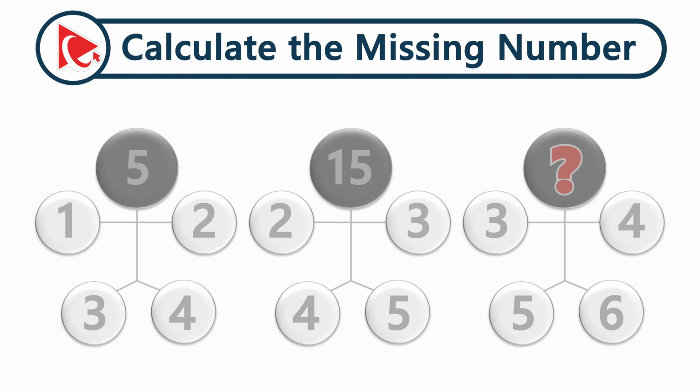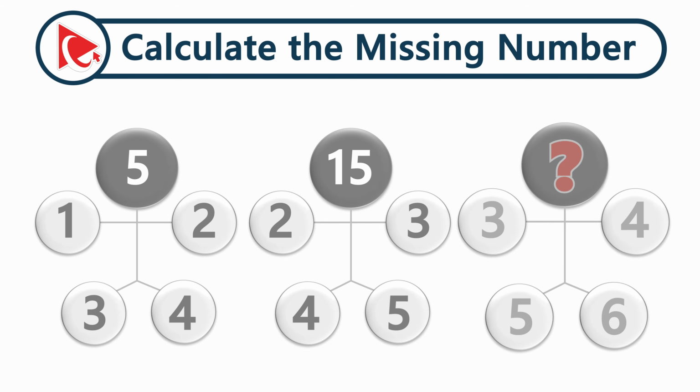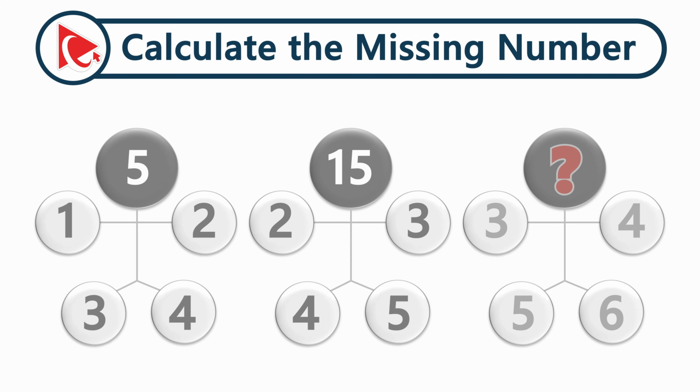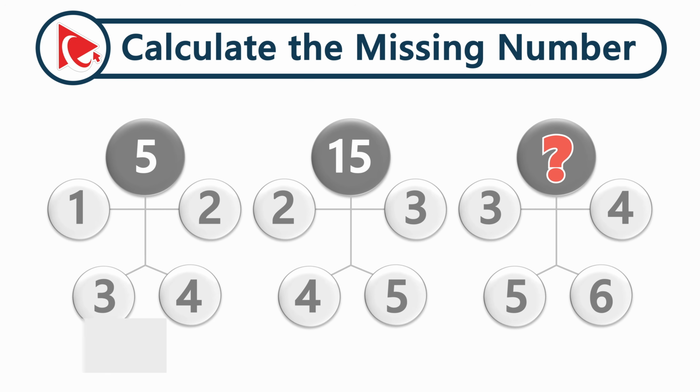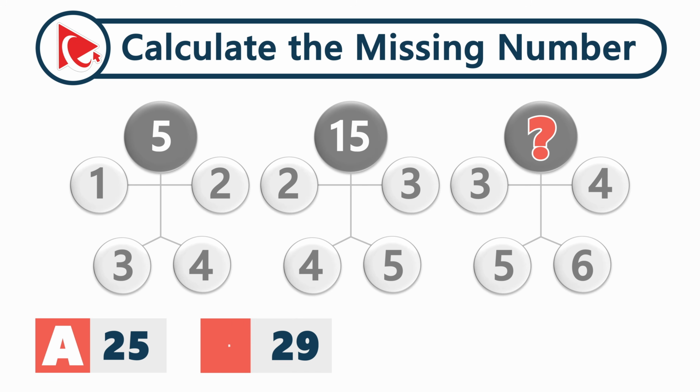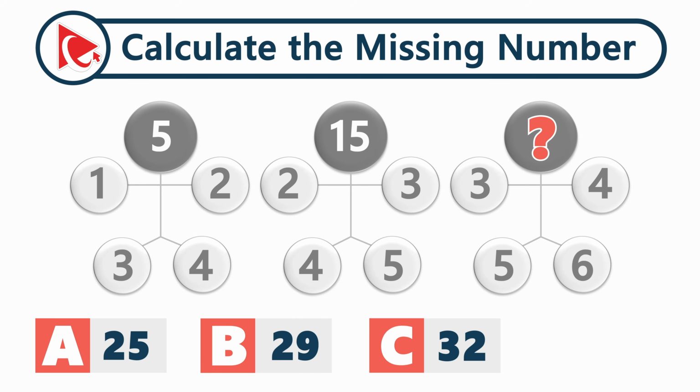First shape has numbers 1, 2, 3, 4, and 5. See the pattern here? Second shape has numbers 2, 3, 4, 5, and then 15. And then the third shape has numbers, as you might have guessed, 3, 4, 5, 6, and then comes the number that may be not as easy to guess, which you need to calculate and select out of 4 possible choices. Choice A, 25, choice B, 29, choice C, 32, and last but not least, choice D, 37.